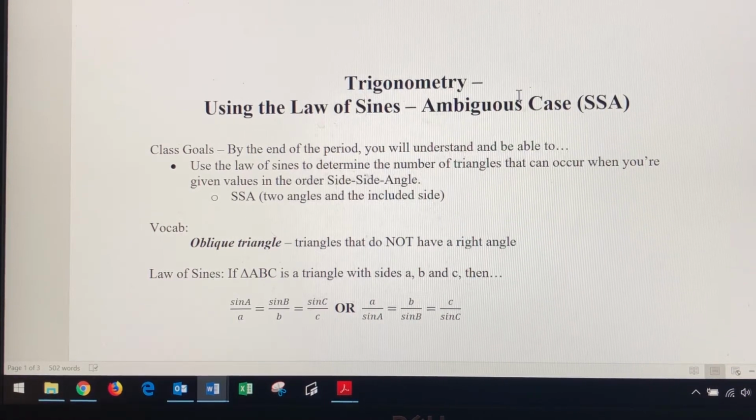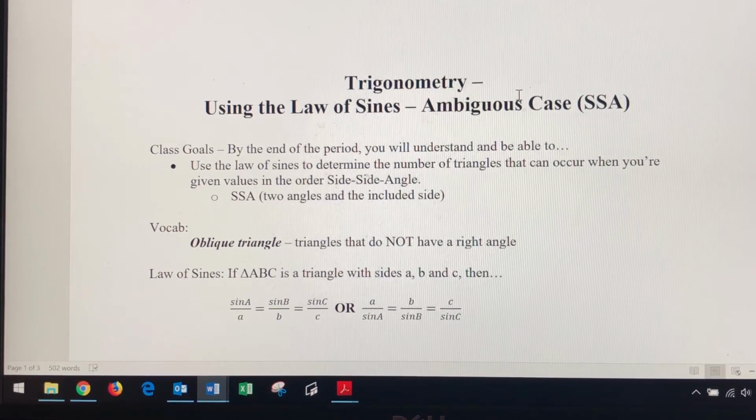Now there's 7 different scenarios. We're not going to go over all 7 of those here. You can look those up and do a Google search. But I'm going to go over 3 different examples here. One where there's one triangle that can occur, one where there's no triangle that can occur, and then a third where there's 2 triangles that can occur based on the given information.